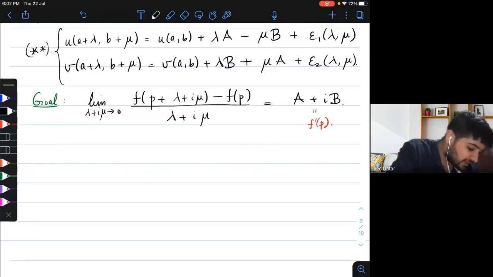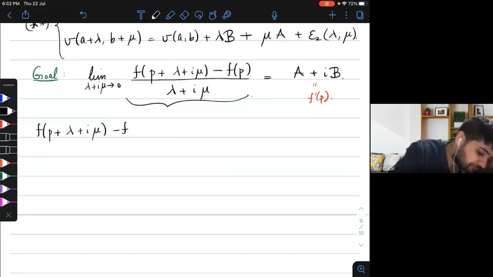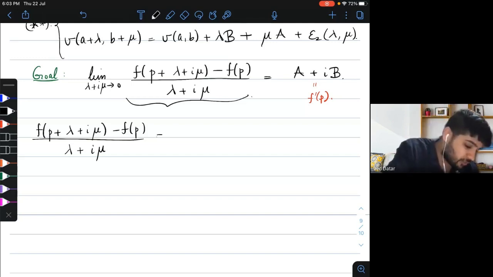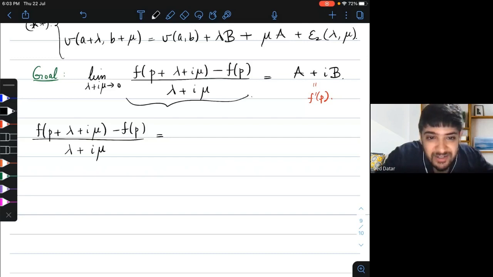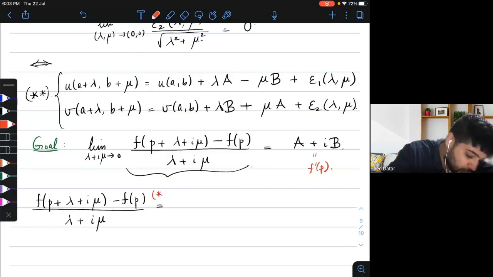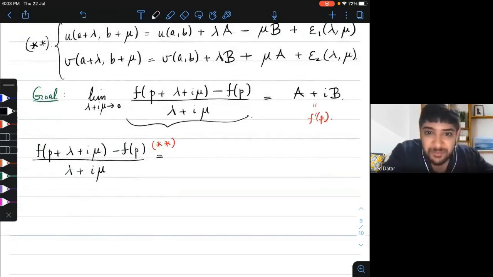So let's try to analyze what this difference quotient is. If you write this down carefully using star, this will turn out to be the following. I don't want to do all the calculations, but I urge you to go back and do all these calculations by yourselves. I should do this carefully.